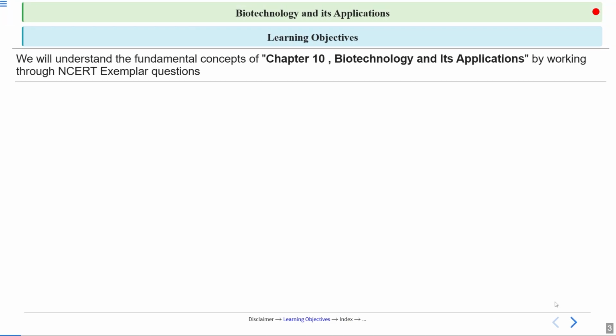So what is going to be today's learning objective? That we will understand the fundamental concept of chapter number 10, Biotechnology and its application, by working through NCERT exemplar questions. So today we are going to solve the NCERT exemplar questions of this chapter, and by solving them, we will understand its fundamental concepts and theory with the help of the questions which we are solving.